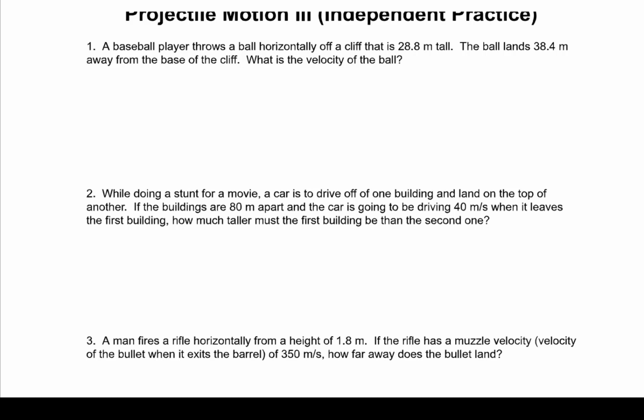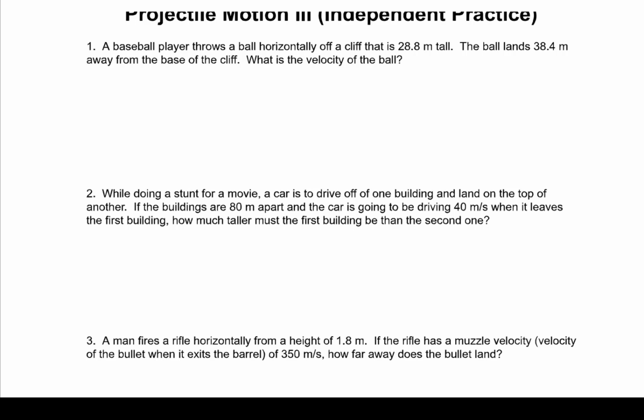Okay, this is our independent practice for projectile motion. This will be a really good thing to use to study for the quiz or the test. I suggest doing it for the quiz that we have coming up. So for number one, we have a baseball player.